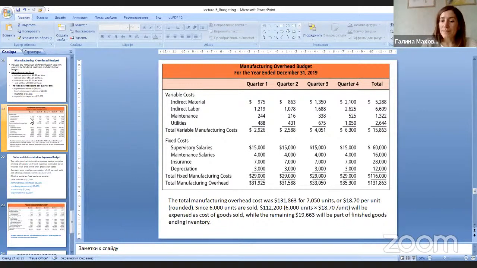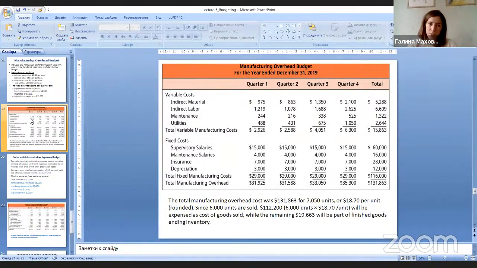Once again, we spend this sum of money to produce 7,050 units of product. So it will be 18.7 per unit. You can see it under the table. And we will sell 6,000 units. That's why $112,200 will be the cost of goods sold, and the other part will be part of finished goods inventory in the balance sheet.